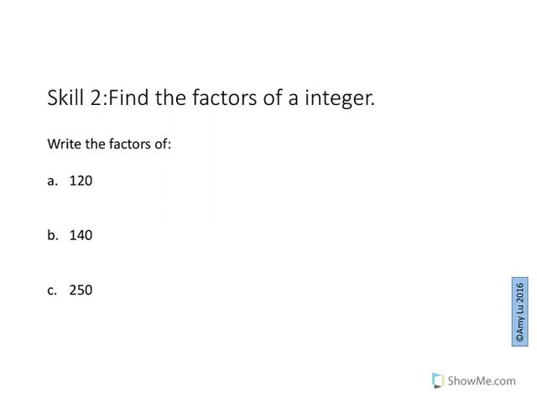And finally, skill 2, finding the factors of an integer. So in this case, we're not looking for the prime factors, we're looking for all the factors. And there's definitely different ways of doing this. You can do it the long way, you can also do it the short way.